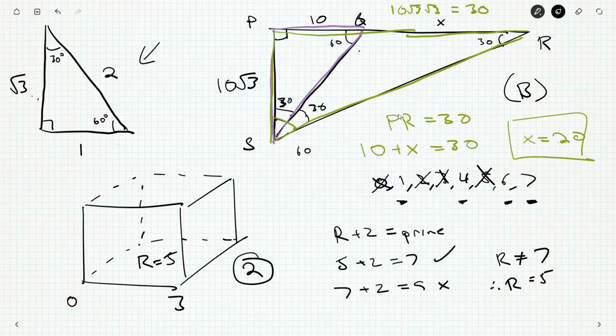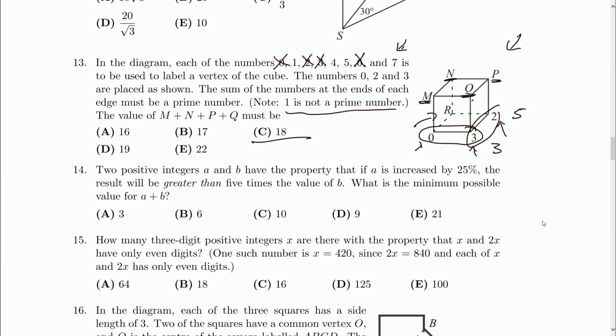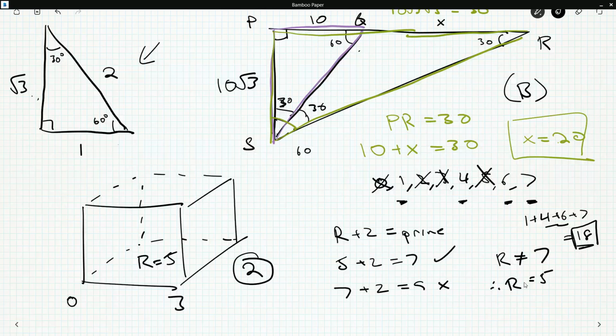So the numbers at the top, and I don't care where they're placed right now, are 1, 4, 6, and 7. So 1 plus 4 plus 6 plus 7, well, those two are 10, and those two are 8, so we've got a total of 18. So 18 is going to be our final answer here. And I was looking at 14 for a second. So that's an answer of C.